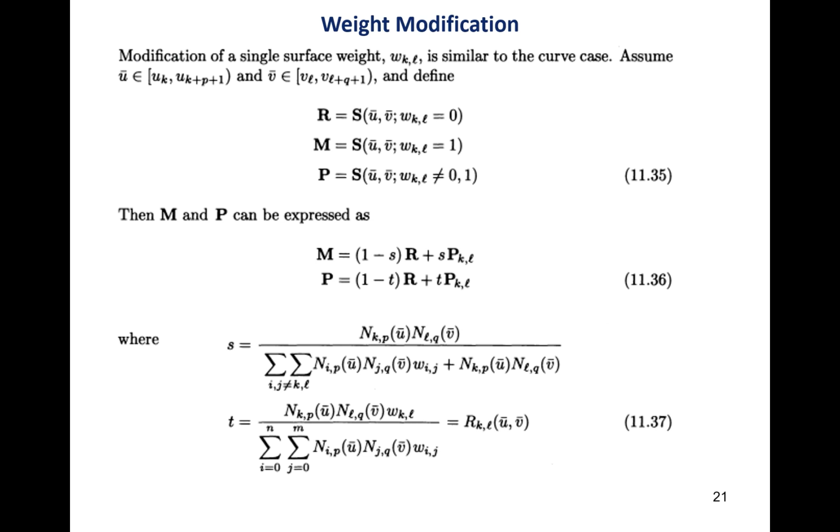So the modification of a single surface weight is similar to the curve case. Now assuming R, M, P are defined as shown, then M and P can be expressed as M is equal to (1 minus S) times R plus S times PKL, P equal to (1 minus T) times R plus T times PKL, where S and T are given as shown in the formulas.